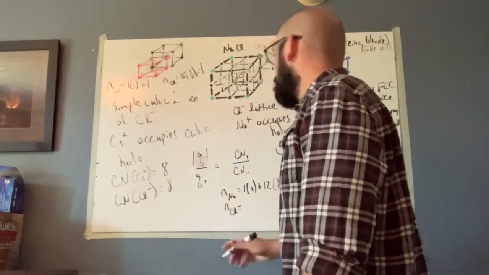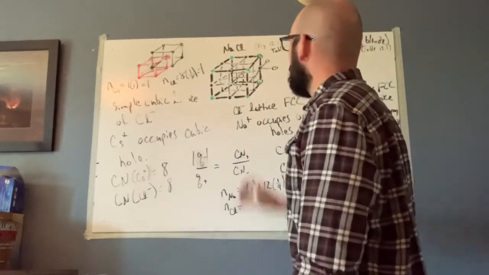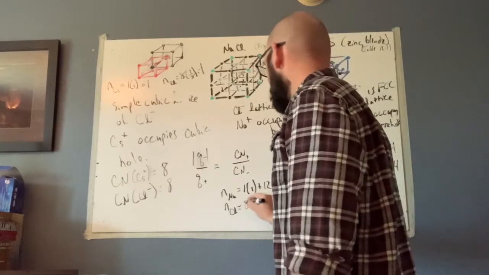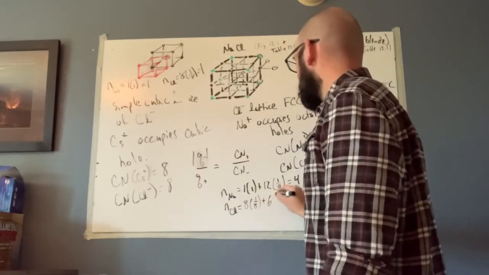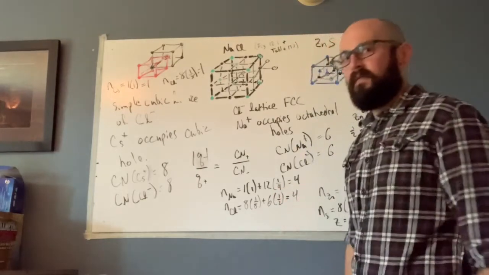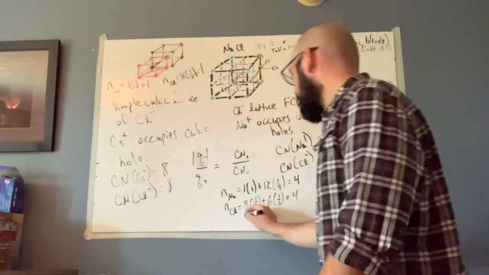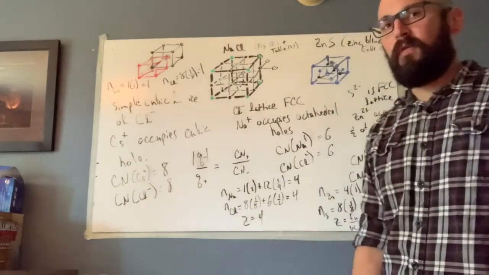Number of chlorides we know must be equal to 4, but let's prove it to ourselves. Chlorides, we have 8 corner sites, so 8 times 1/8, and we have 6 face sites, so 6 times 1/2, giving us 4. Again, the number of formula units per cell is then equal to 4.